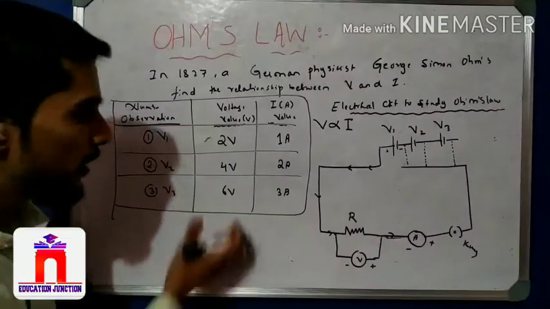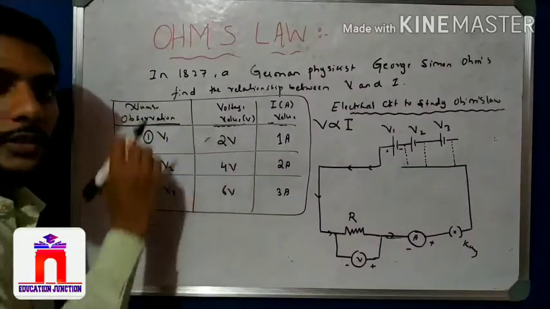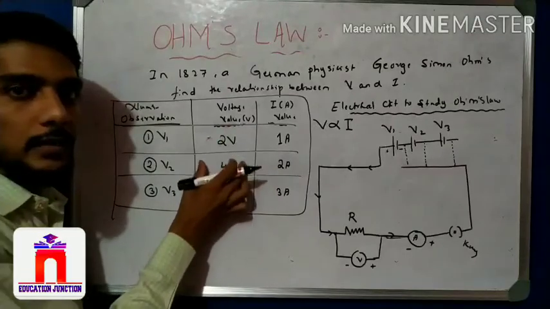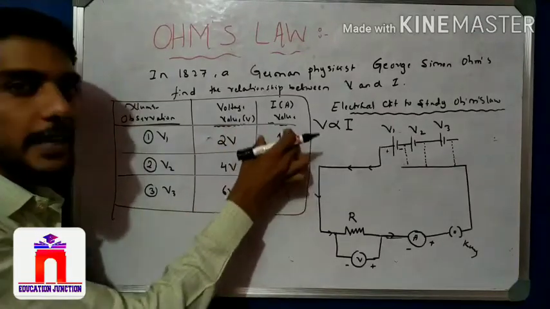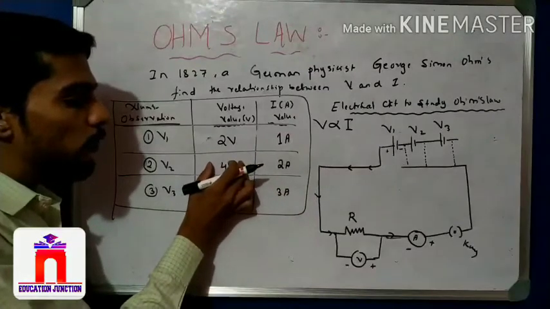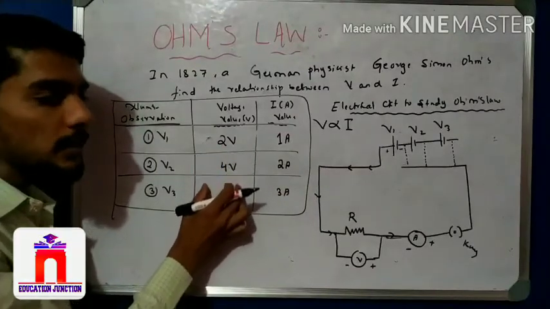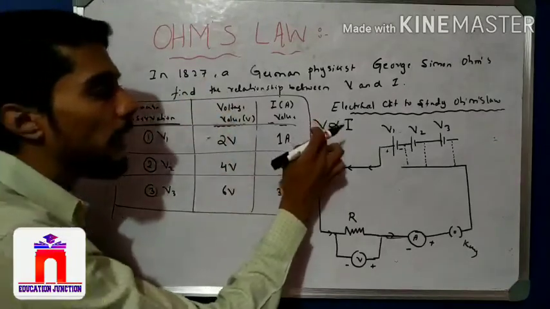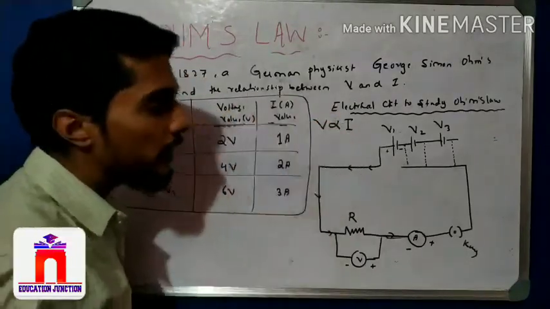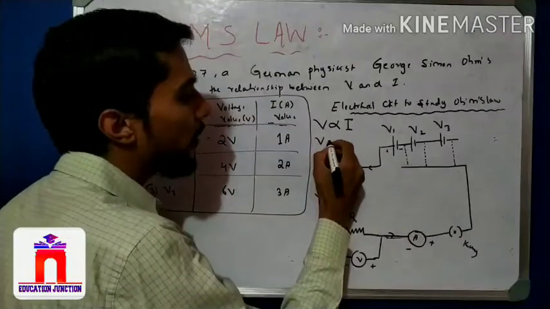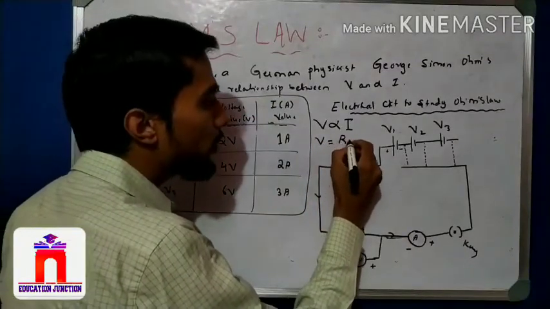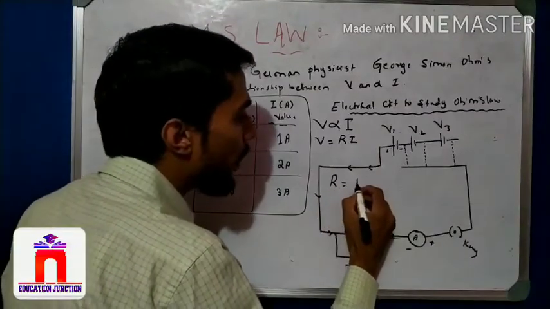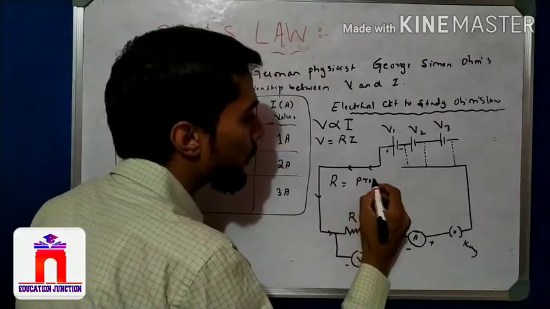Clear? Here the observation is there. Whenever the voltage increases from 2 to 4, the current goes from 1 to 2. Again the voltage goes from 4 to 6, and again the current increases, from 2 to 3. Whenever you increase the voltage, the current also increases. Therefore you can write that V is equal to IR, where R is a constant, the proportionality constant.